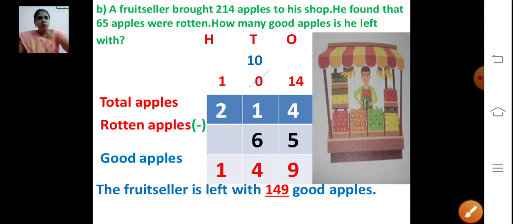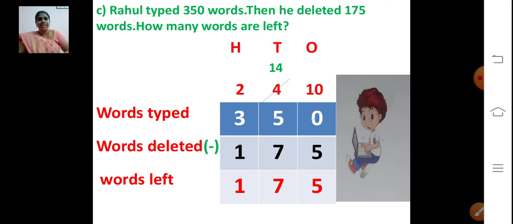Now let's move on to the next sum. See, Rahul typed 350 words. Then he deleted 175 words. How many words are left? I'll repeat it one more time. Rahul typed 350 words. See the picture? What is Rahul doing? He is typing some words. How many words did he type? 350 words he typed. Then he deleted 175 words.